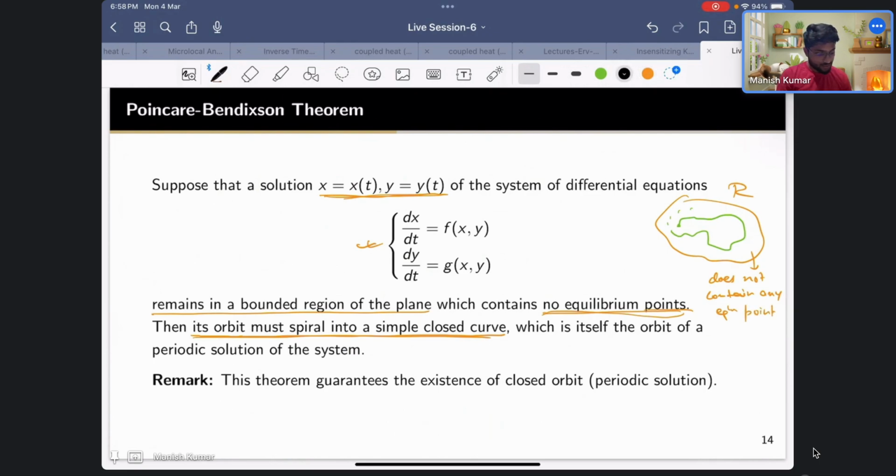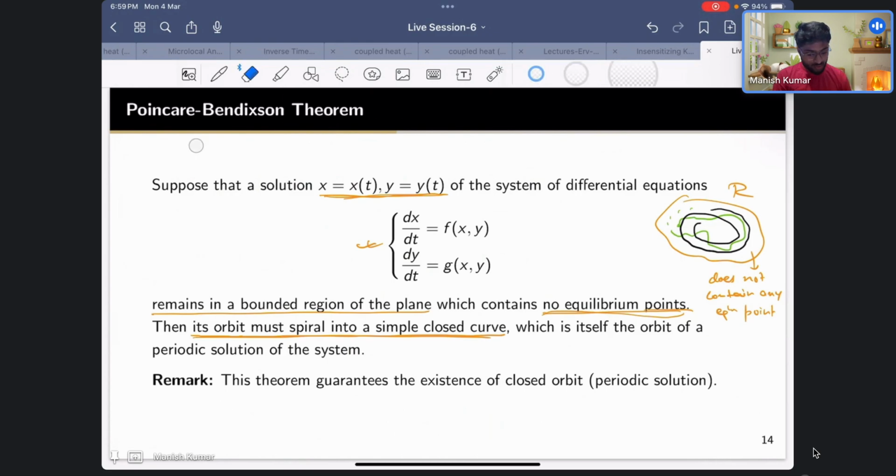Then in that case, if you take any solution, see, the orbit is nothing but the phase portrait or the trajectory of the solution in the plane. Any solution you choose will converge to some simple closed curve. So the first thing is that it guarantees that a simple closed curve exists. Now a simple closed curve means a periodic solution, right? This is what we saw in the last session. So this closed curve means the solution is periodic.